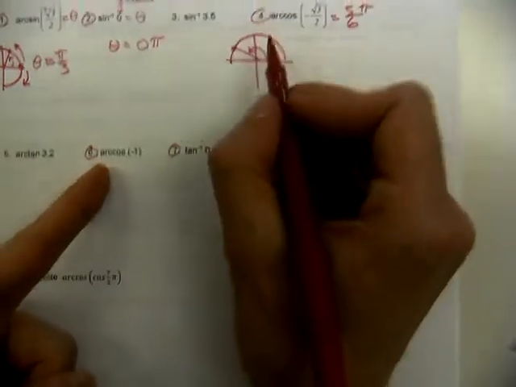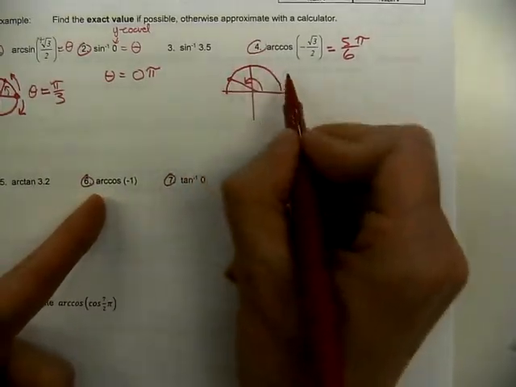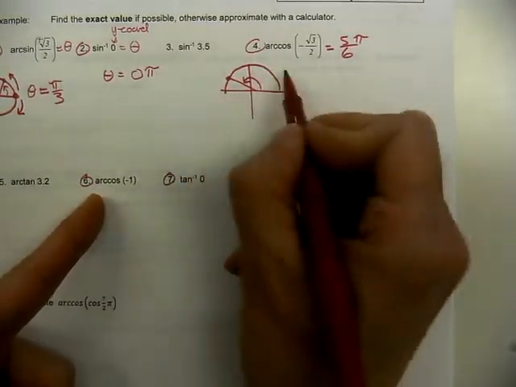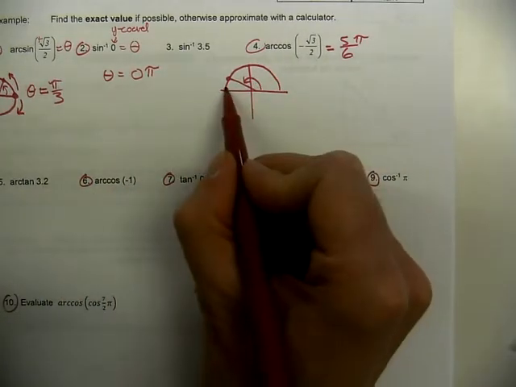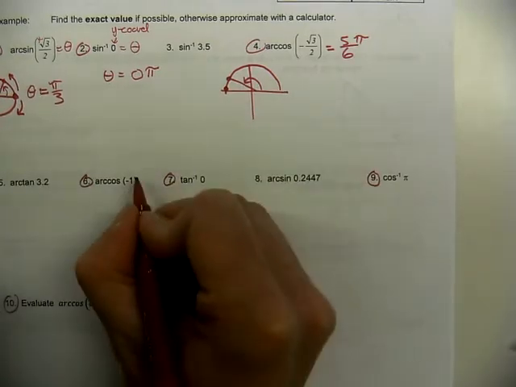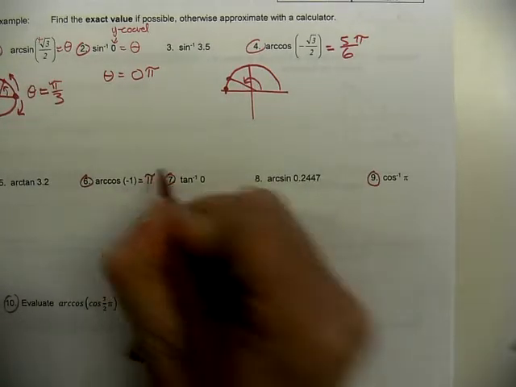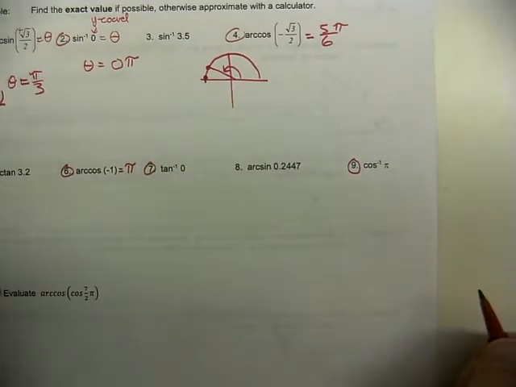All right, so again, we're using the same sketch as before. We can only use quadrants 1 and 2. So where are we when my x-coordinate is a negative 1? That has to be right here. What is that angle? Pi. So that equals pi. Number 7, inverse tangent.